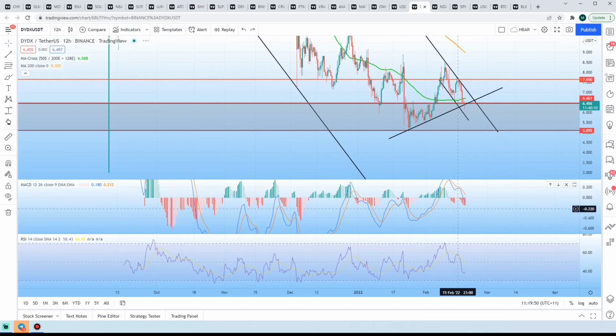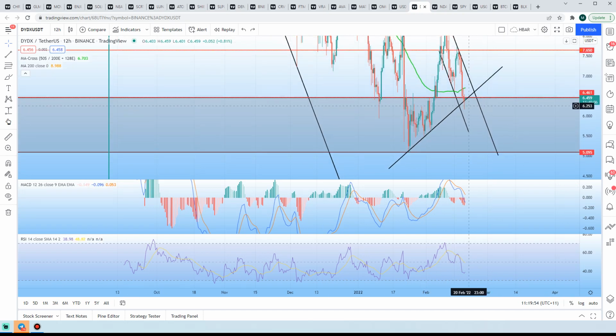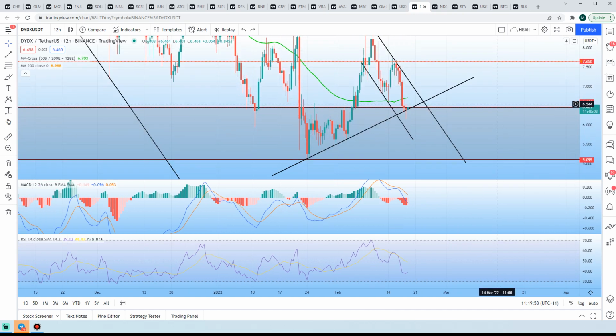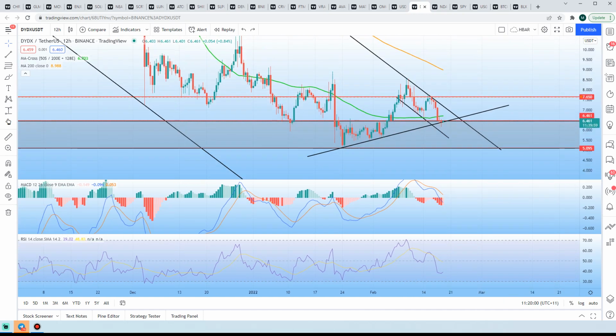Again, if we look at the momentum, still heading down. We do have major support. We did have this wick below and green candle above, bullish engulfing candle. Great to see. Good chance we push higher here.